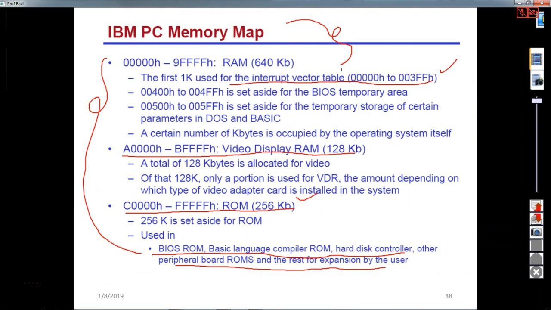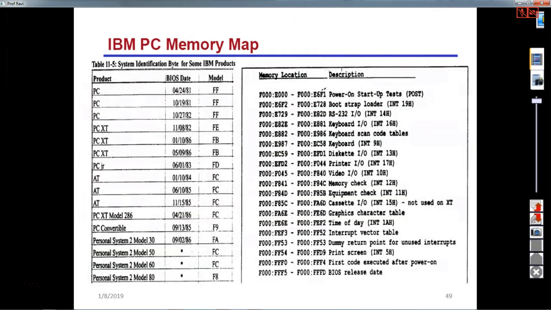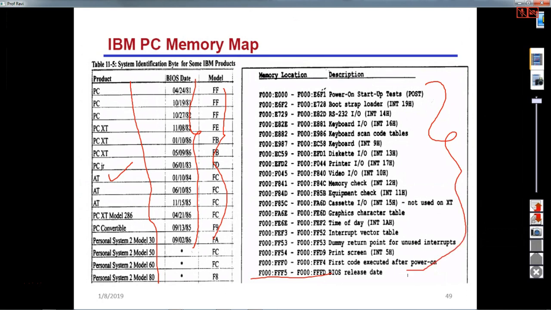So this is our IBM PC memory map, and it varies from PC XT, extended technology, to PC AT, advanced technology. The BIOS date is mentioned here, 86 and all, and the model of that, and the memory locations, and these memory locations are used for which kind of applications is what is shown here. Okay, so in real practical systems, how this is given is what we have seen now.